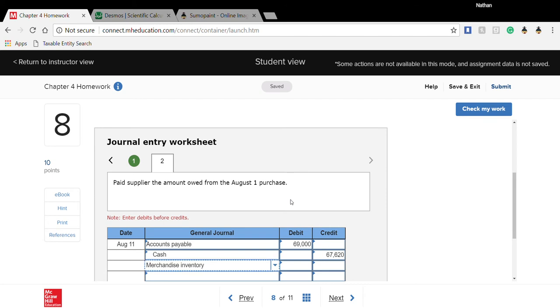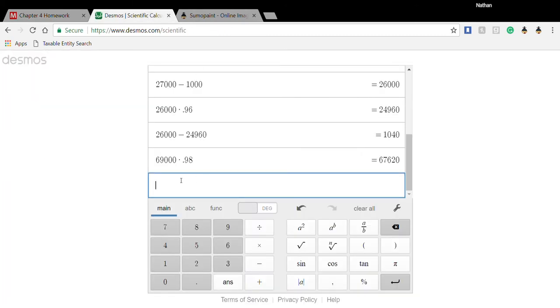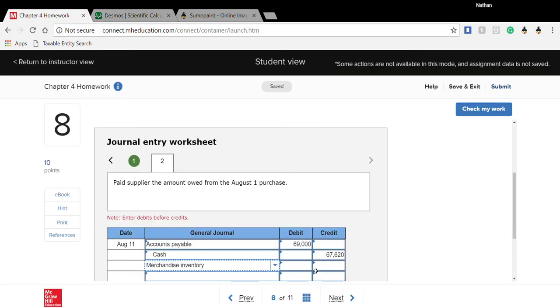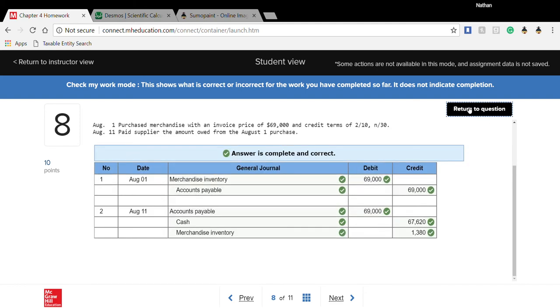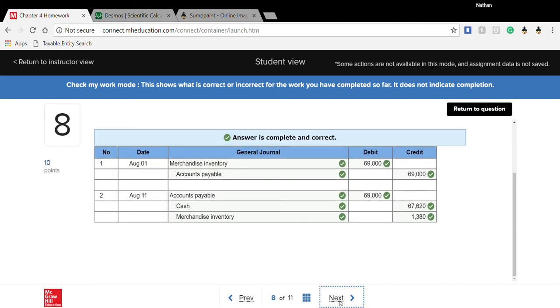Now we just have to find the difference. And that's our merchandise inventory. Again, merchandise inventory has to balance out to what we paid for it. So 69,000 minus that 67,620. Grand old total of 1380. Woo! 1380. And check my work. Everything's good. We're good to go. Let's move to question 9.